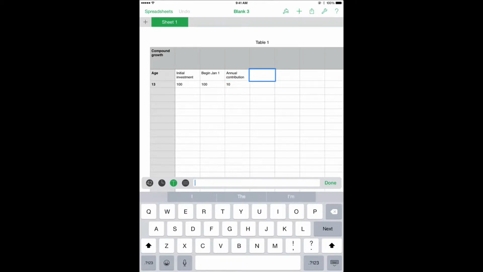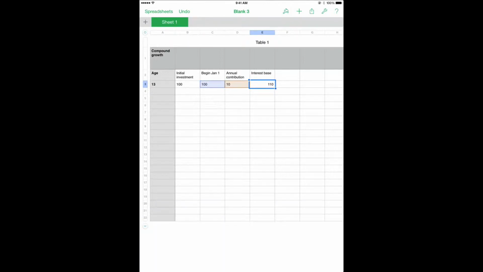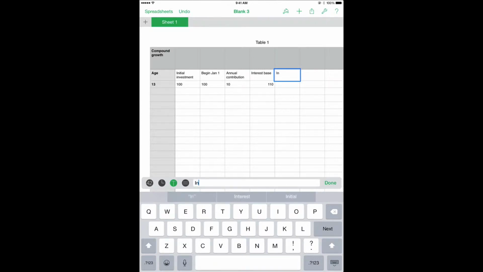And so we need to know what the bank is going to calculate the interest on. So that's called your interest base. Now your interest base is going to equal your beginning date, which in this case is your initial investment that you got from over on the left, plus your own contribution that you're putting in this year. Okay, so your interest base is 110. And what is your interest rate? Well, interest rates used to be much higher in the past. But let's suppose you go to a really generous bank and they give you 5%.